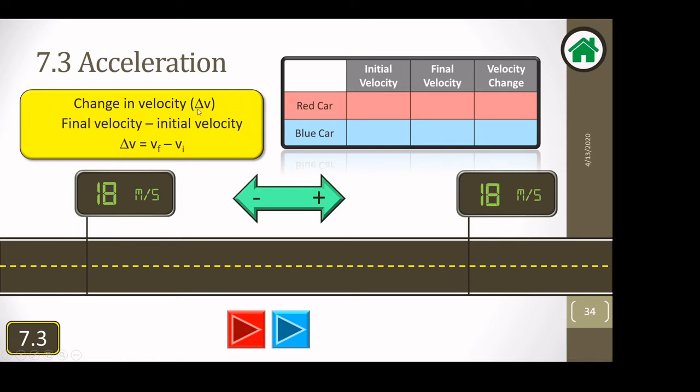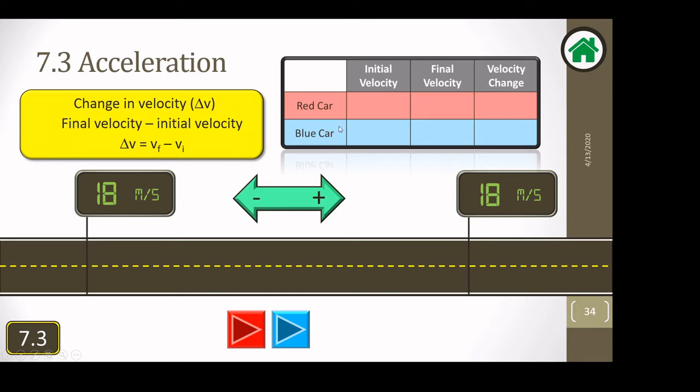So the formula for change in velocity, or delta V, remember delta means change, is to take your final velocity minus your initial or original velocity. And a lot of times in physics, we will take a quantity like v for velocity, and we'll attach a little letter to it called a subscript, which is just like an adjective, a word that describes this quantity. So f for final velocity and i for initial velocity.